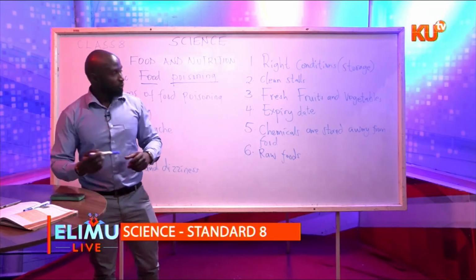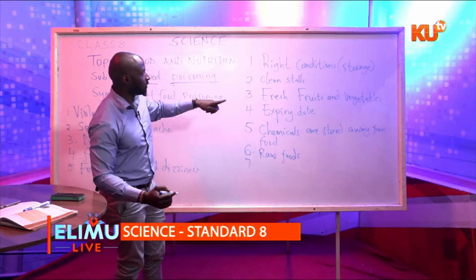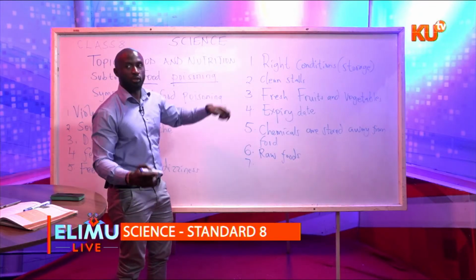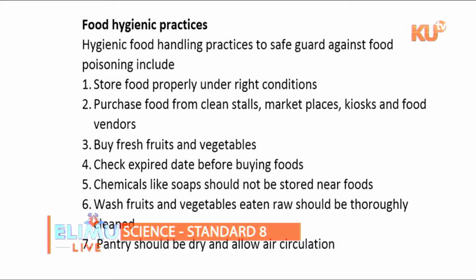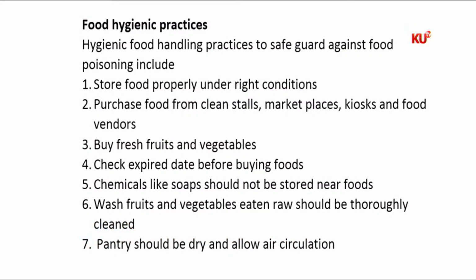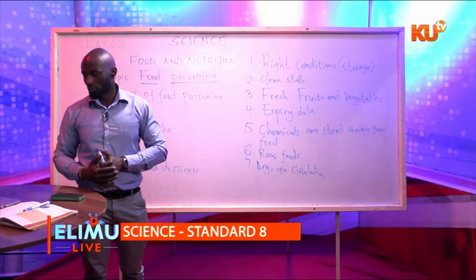Number 7, where we store food, we are now dealing with the right conditions. Where we store food, make sure it is dry and that there is enough air circulation, because if not, remember we talked of the word aflatoxin? Yes, remember we talked of that. So make sure it is dry, clean, and that air circulation is good, to avoid food going bad in our stores.